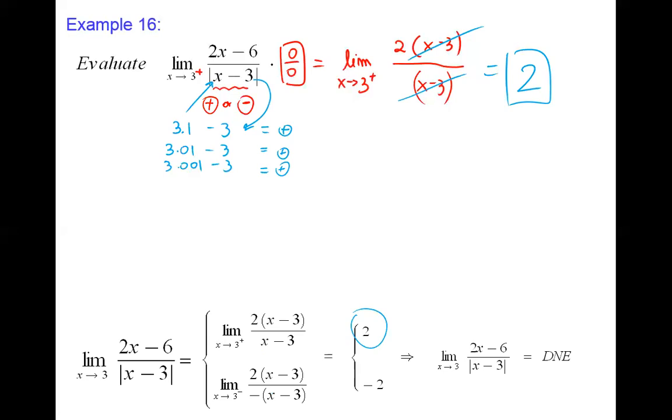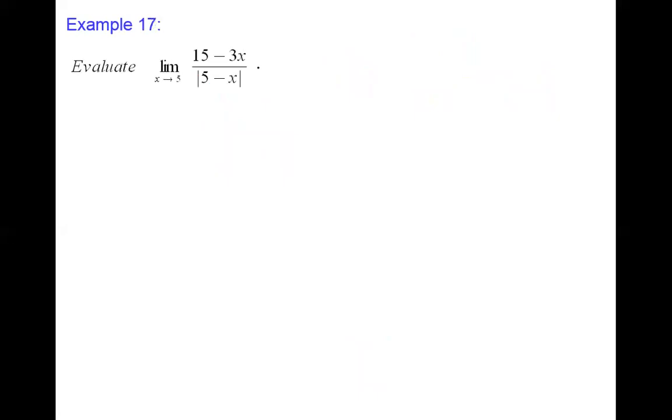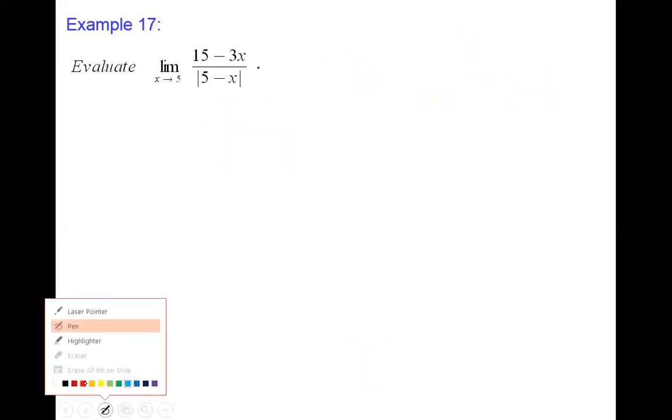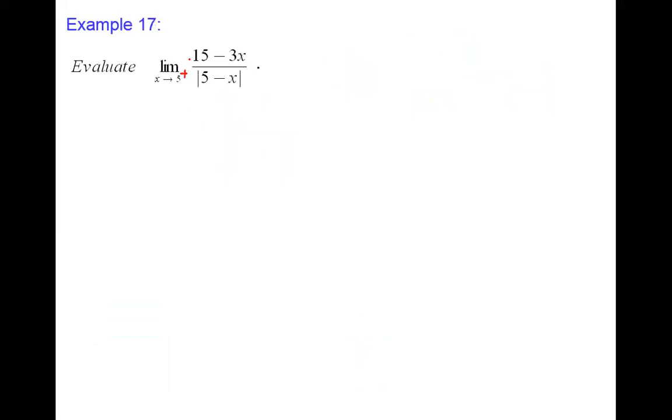But also please note, not always will the limit from the right-hand side give me a positive answer, or the limit from the left a negative. No, we have to look at the function. Okay, let's try this one. Also, I can maybe add the side: x goes to 5 from the right-hand side, 15 minus 3x over the absolute value of x minus 5. Okay, that means now the same thing. It's 0 over 0.